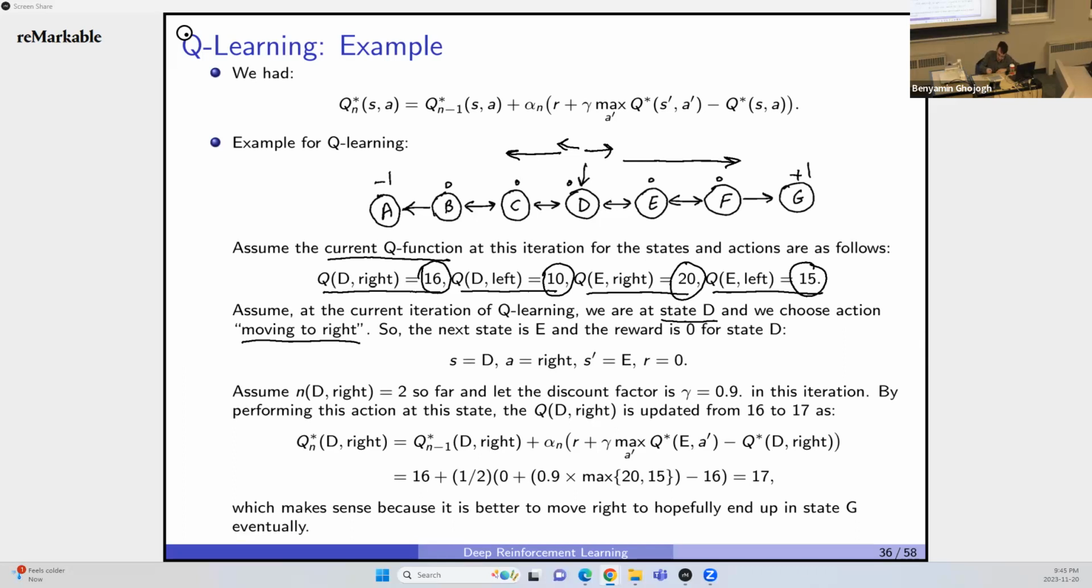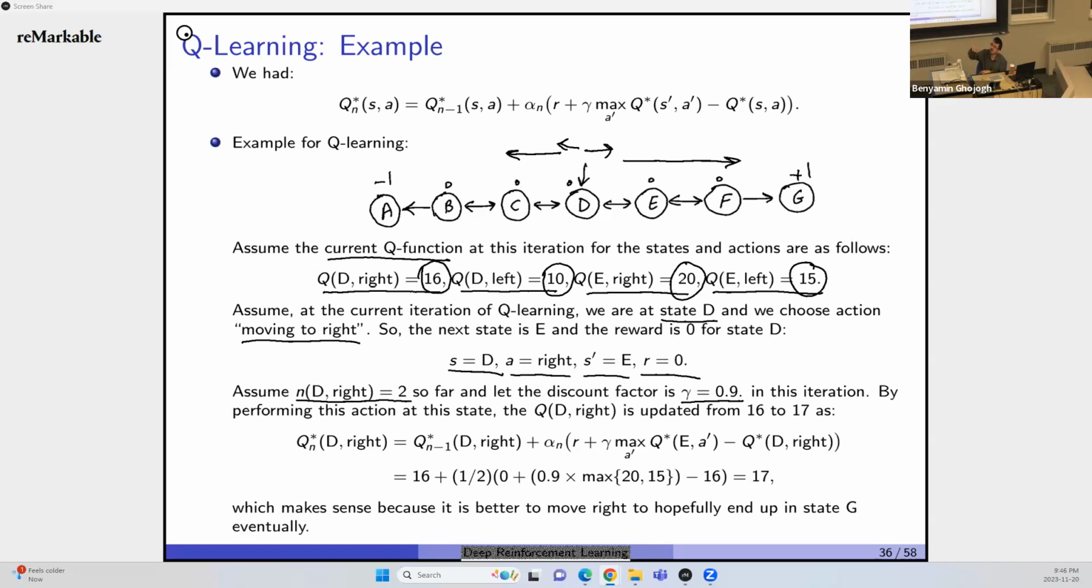Now, what is my state S? It is D. I'm here at state D. My action is going right. What is my next state by this action? State E. I go from D to E by going right. What is my reward in this current state D? It is 0. Now, assume the number of times that I saw D and right is 2 so far. And let the discount factor be 0.9.